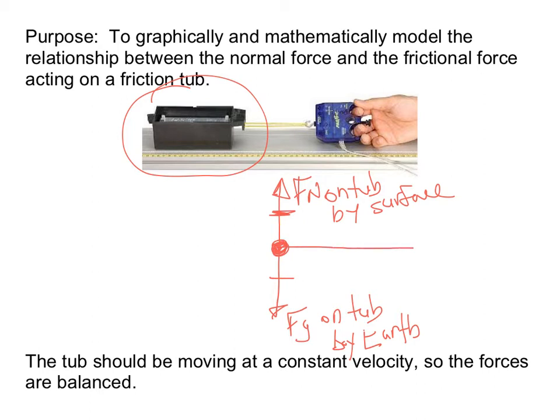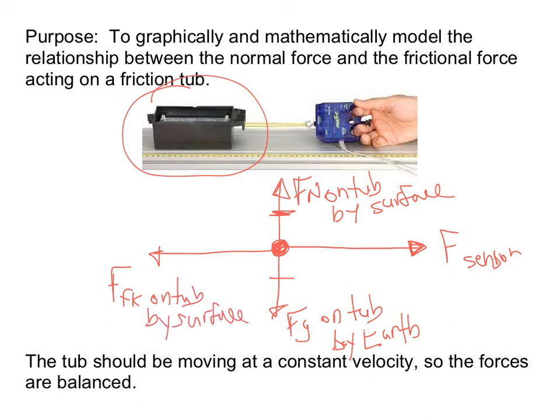Now, we pulled to the right. Some people had strings, other people did not. But either way, there is this force from the force sensor, and that's what we got from Logger Pro. And there's also this force of kinetic friction. And these are equal to each other, as long as we're pulling at a constant velocity, right?